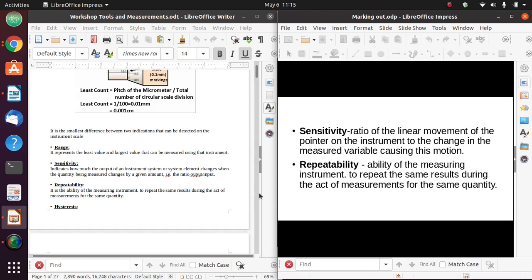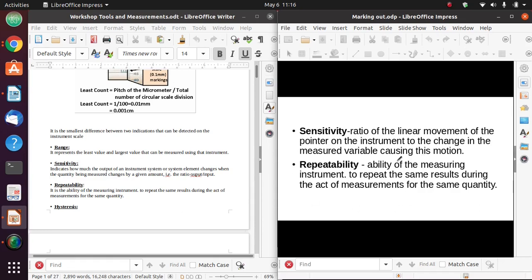Now we have sensitivity. This indicates how much the output of a measuring system or an instrument changes when the quantity being measured changes by a given amount. What do I mean? Kwa mfano, I have temperature. I'm measuring temperature. So how much the output of my thermometer will change will be dependent on how the physical quantity that is temperature changes. So essentially the ratio of the output to the input is what we term the sensitivity of an instrument.